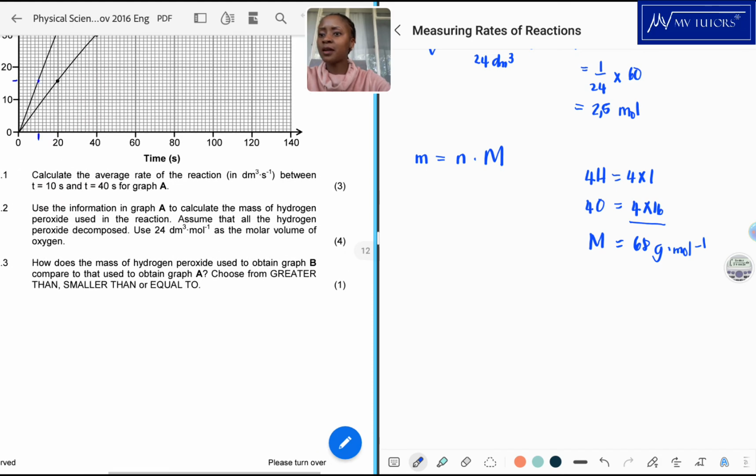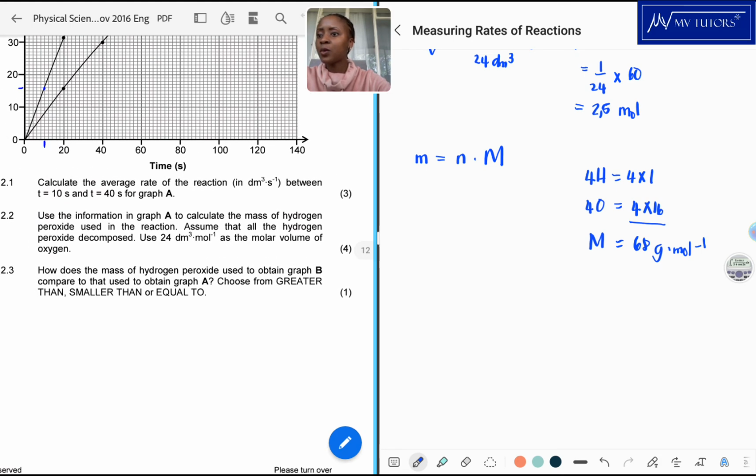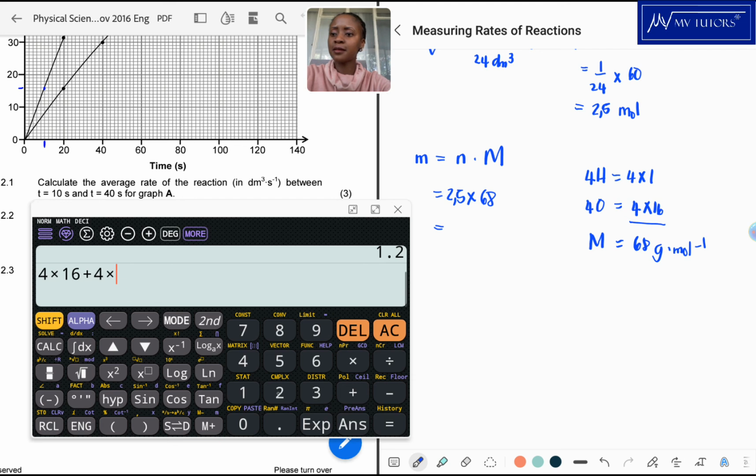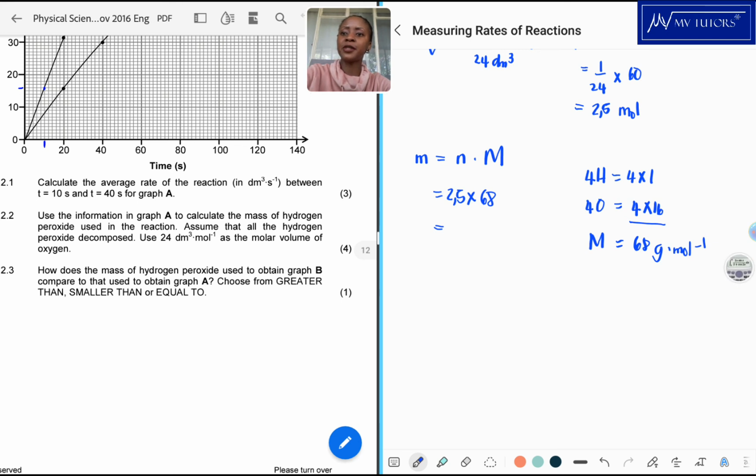So yeah, we want to get the mass of hydrogen peroxide. I said the mass is equal to the number of moles, which is 2,5, and the molar mass, which is 68. So what is 2,5 times 68? There we go. So 2,5 times 68 is 170 grams. And that is our answer.